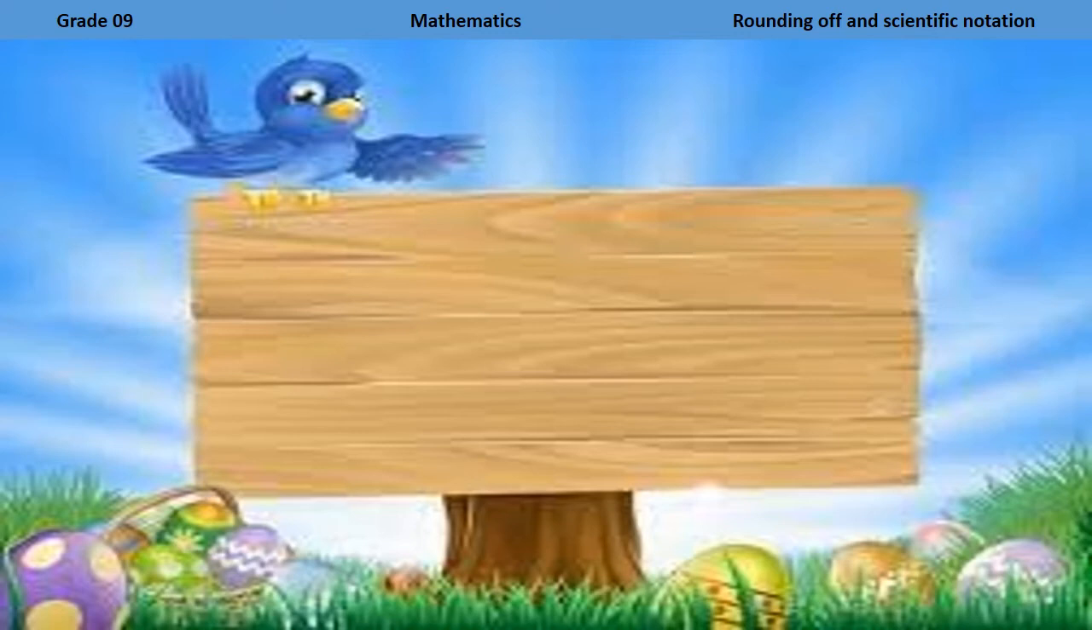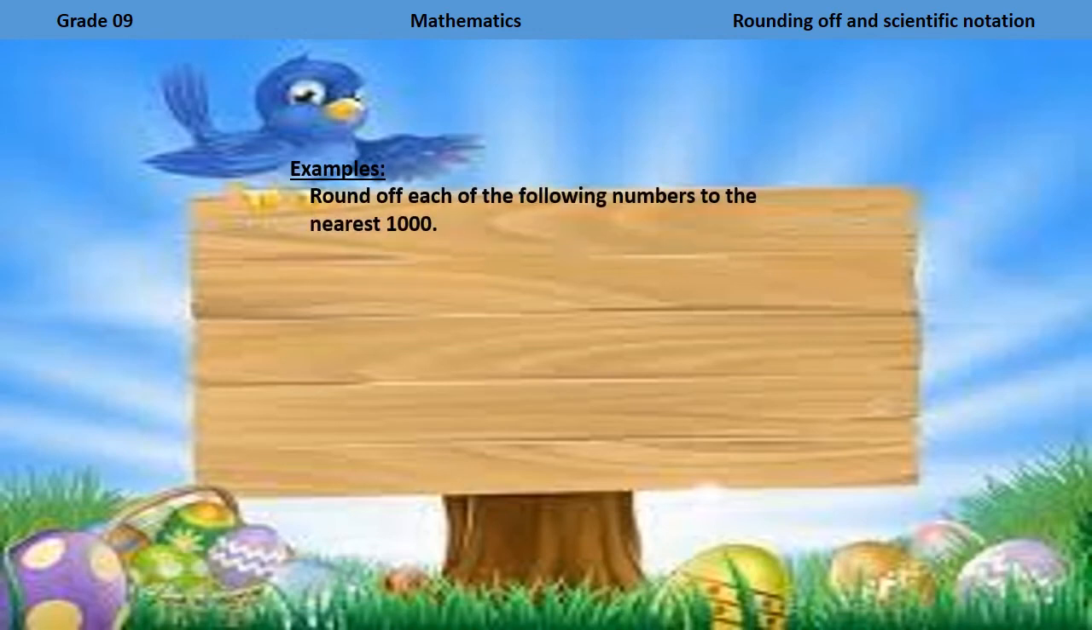Look at these examples. Round off each of the following numbers to the nearest thousand. 65,400. 4 is the digit in the hundreds place and it's less than 5. So we take the previous thousand. Answer is 65,000.